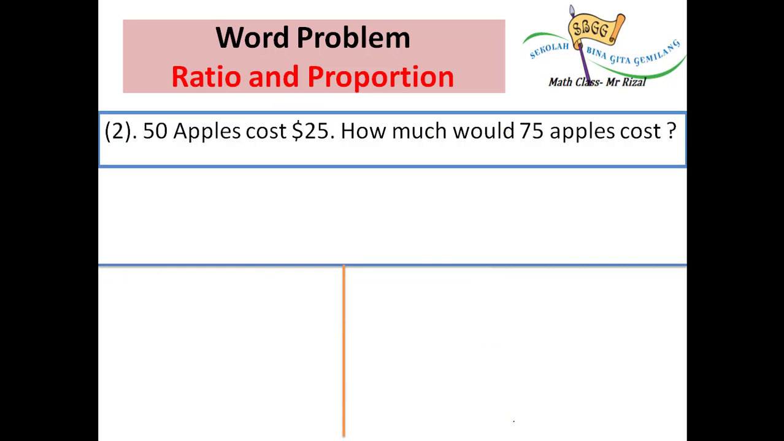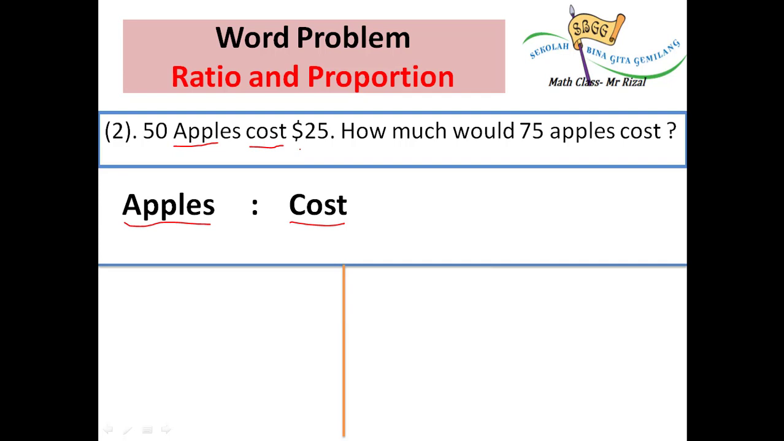If 50 apples cost $25, how much would 75 apples cost? Same as number one, label it. You can label directly with apples and cost or others, but I choose apples and cost. My understanding is that apples here is the number of apples. Cost means the money. In this case, the currency is dollars.